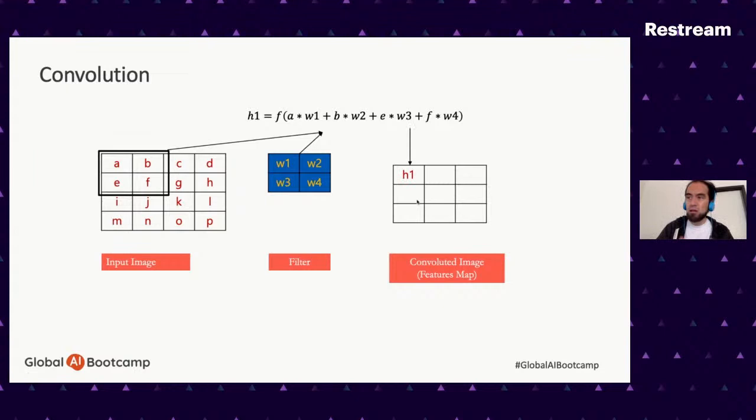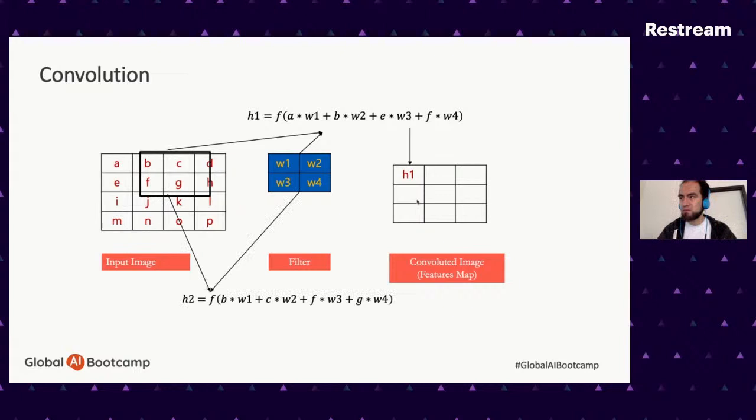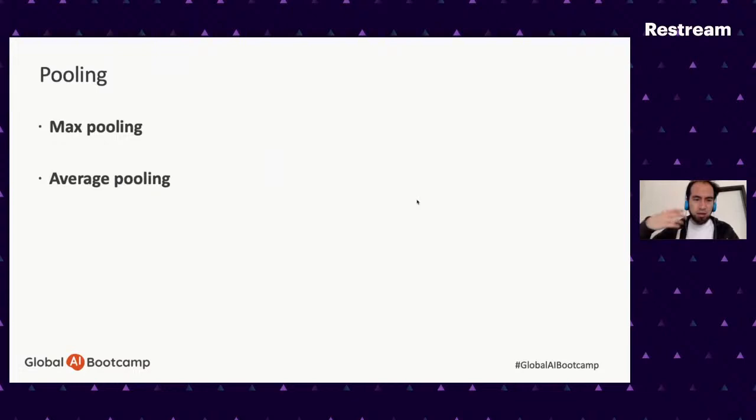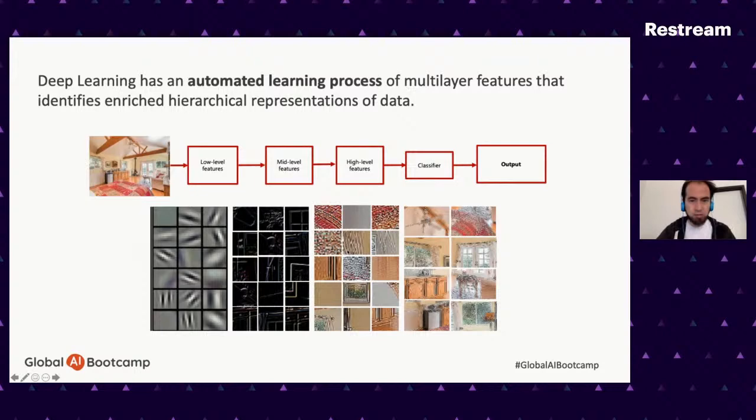Then we move through the input image and we repeat the process. We calculate the second value, which is sent to the convoluted image or feature map matrix, and we go through. We continue. We repeat this process until the feature map is fully calculated. And we repeat the process again to calculate higher level features.